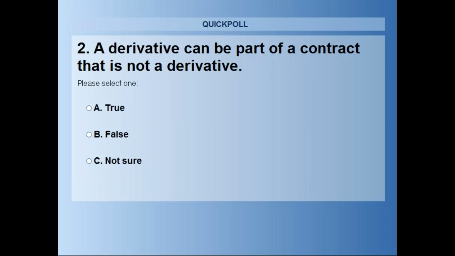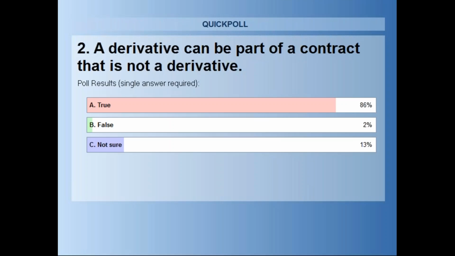So this is a true or false option for you. A derivative can be part of a contract that is not a derivative. Is that true, false, or you're not sure? It's definitely a trick question. Well, let's see. We're getting quite a few people to vote. We want to give a couple more seconds to make sure the audience all gets a chance to register their votes. And it looks like we've got the majority here, so we'll go ahead and close that poll. So the answer is true. Maybe this wasn't as tricky a question as we thought it would be.